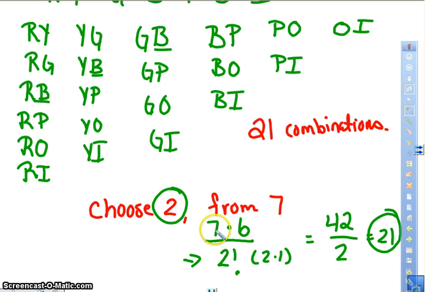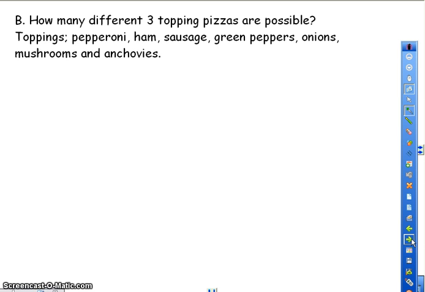Once again, the top comes from taking the permutation of the situation. I have 7 to choose from for the first color, 6 to choose from the second color. But because it's a combination, order is not important. I divide by what I'm choosing, the 2 factorial. So 2 times 1.